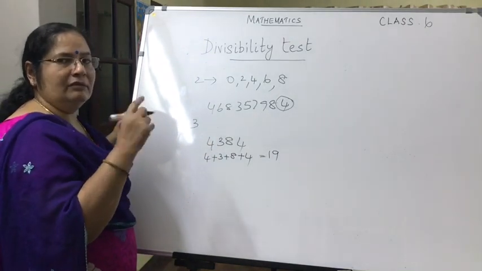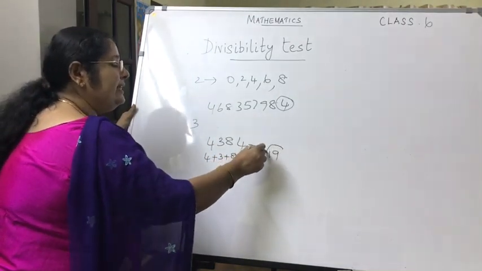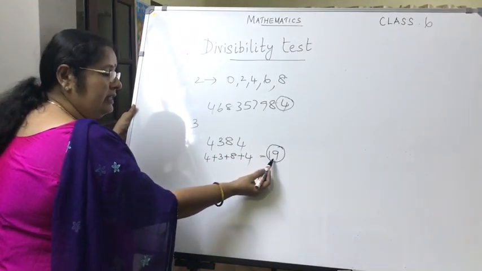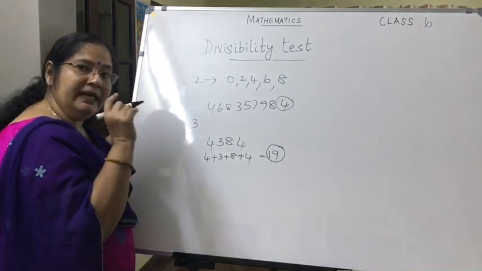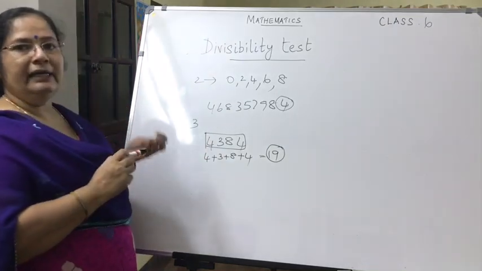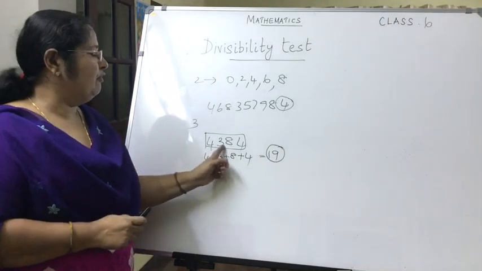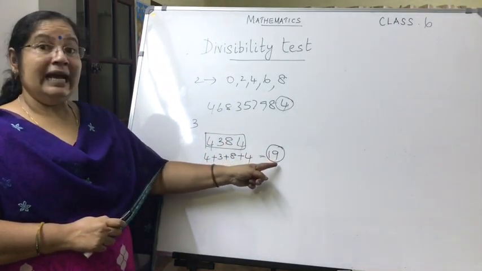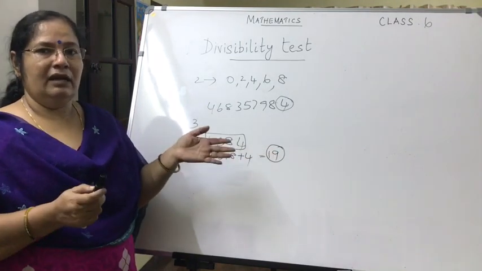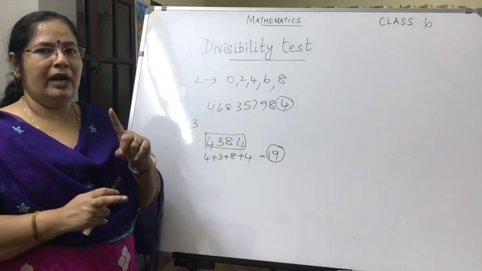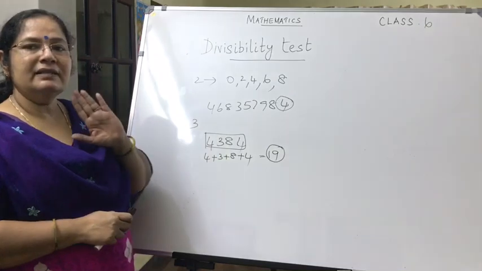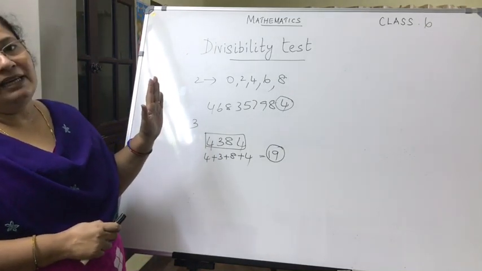1 plus 0, 1. Whatever it is, you will see this sum after adding all the digits. If this sum is divisible by 3, then this number will be divisible by 3. So here, what is the sum of all the digits of this particular number? 19. Again, if you want, you can take 9 plus 1, 10. 10 means 1 plus 0, 1. Is that divisible by 3? No. So this number is not divisible by 3.